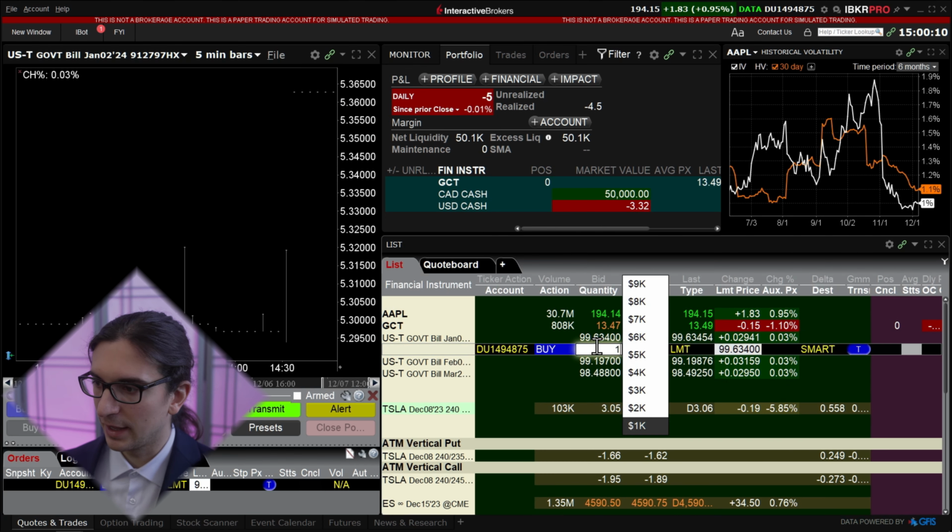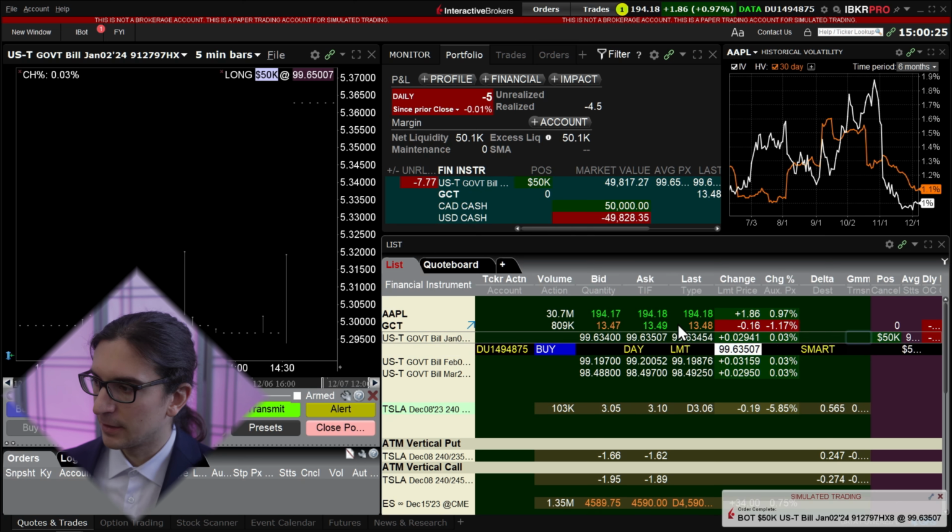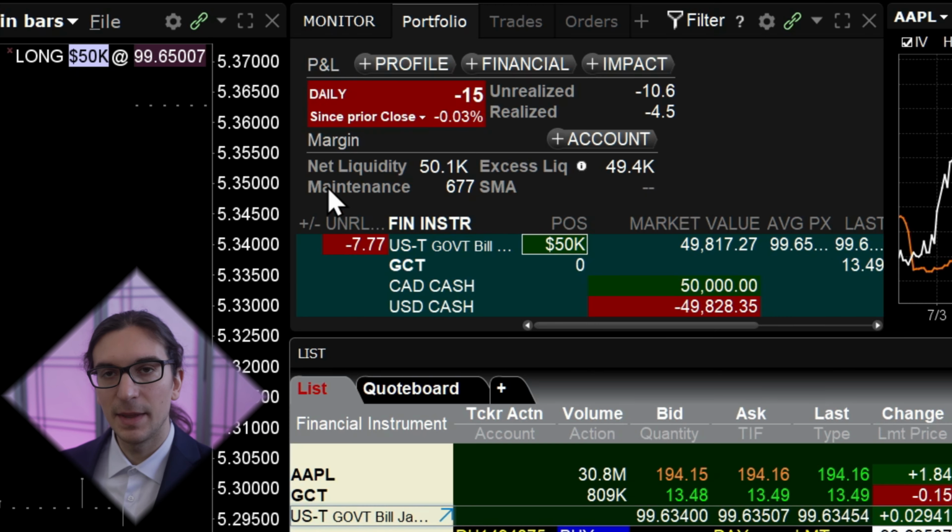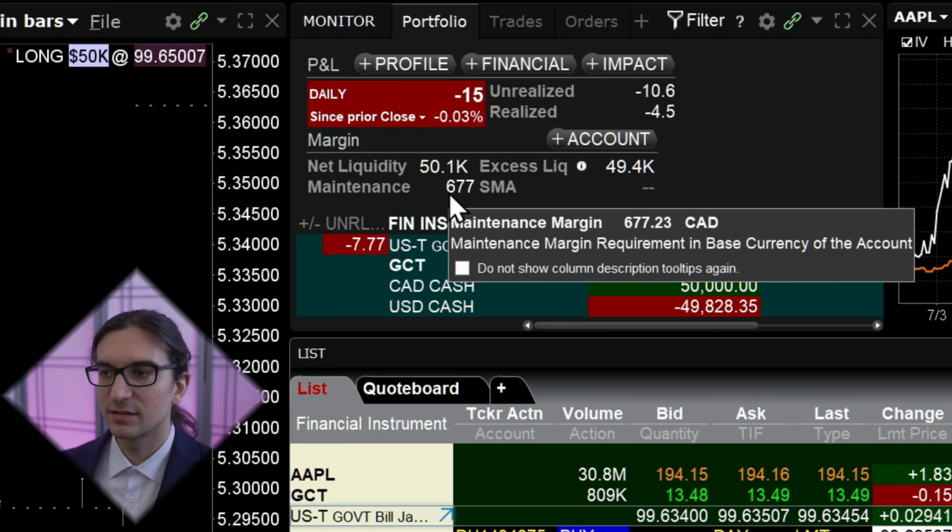and I'm actually going to go ahead and just purchase, let's purchase 50K worth of treasury bonds. Okay, so I've purchased 50,000 worth of US treasury bills here in this demo account, and you can see the position in the account. And if you look at the maintenance margin, you can see the maintenance is 677.